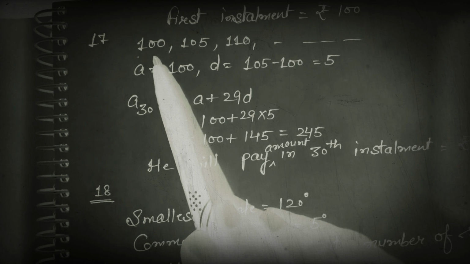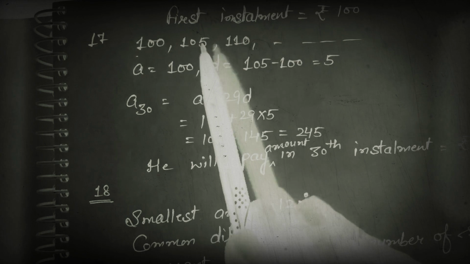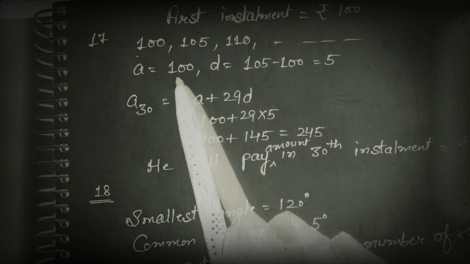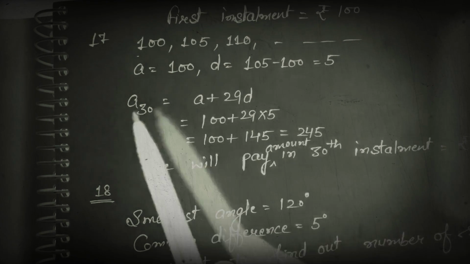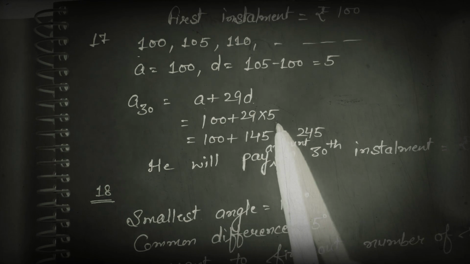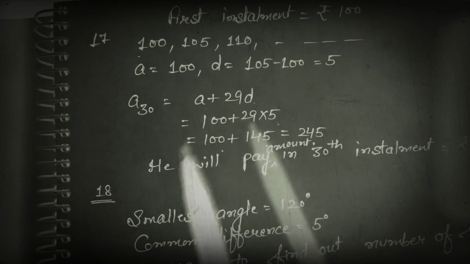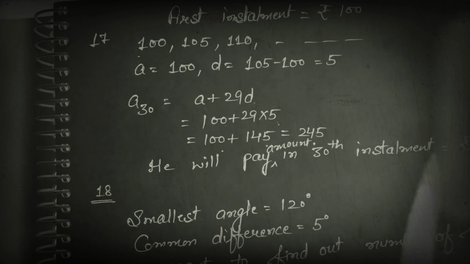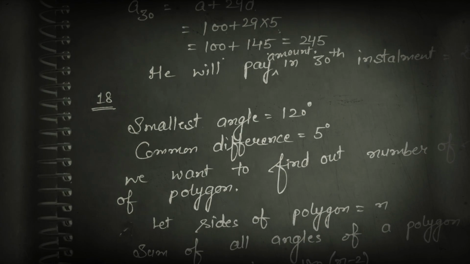So what is A here? 100. This is an AP, because the common difference is the same, and we want to find the 30th installment. 30th installment means A30. So A is 100, D is 105 minus 100, which is 5. So A30 will be A plus 29D. Put the value of A and D, then the answer will be 100 plus 145, this is 245. So he will pay rupees 245 in the 30th installment.